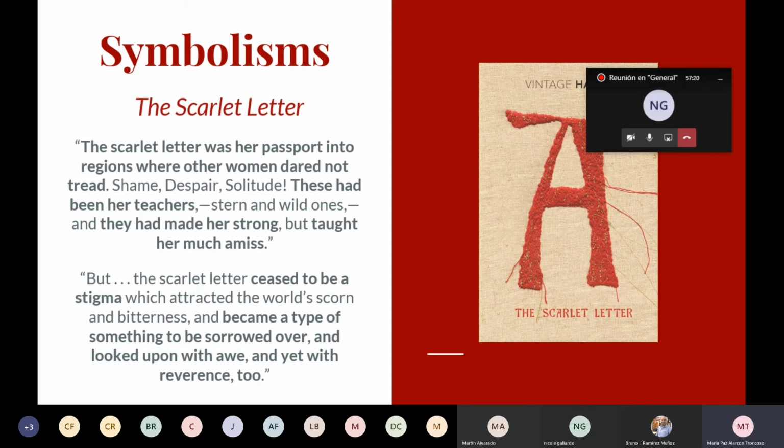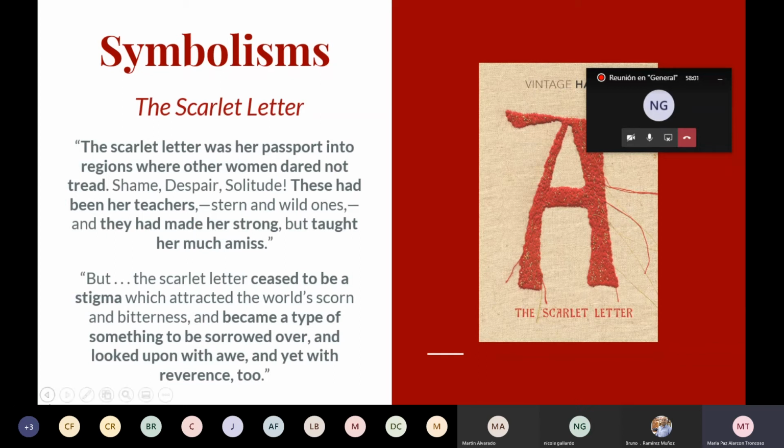The symbols of the scarlet letter are first the scarlet letter itself, which is a symbol for adultery and sin. It was the punishment given to Hester, and it symbolizes the religious system regarding punishment and judgment, which was in this case public shame. Through the story, this symbol transforms itself, and it ends up being part of Hester's identity and a symbol for her triumph over religious punishment.